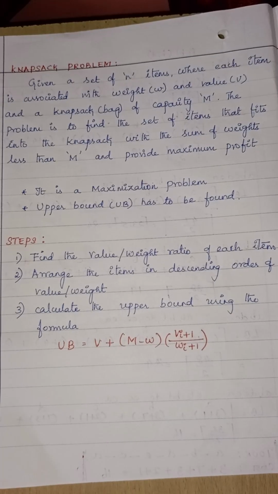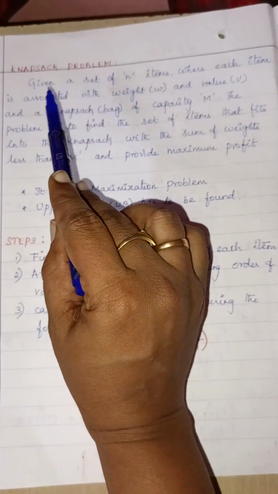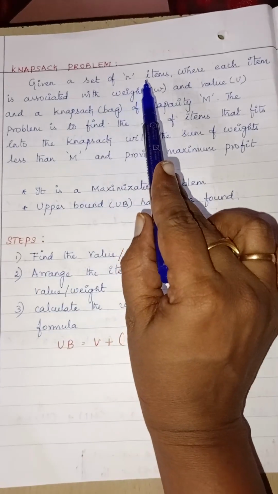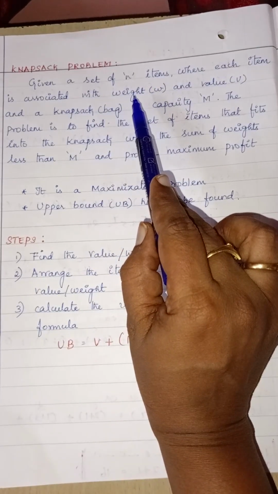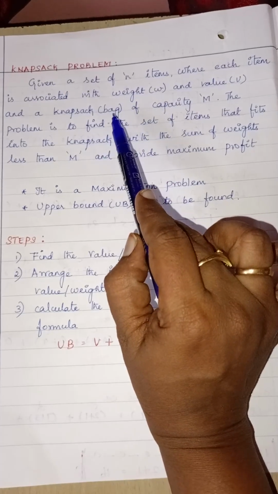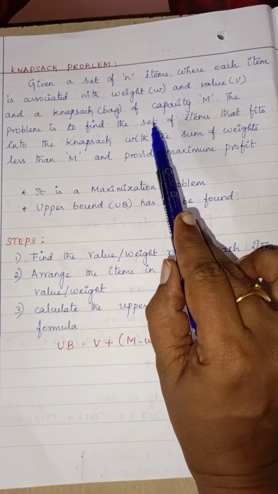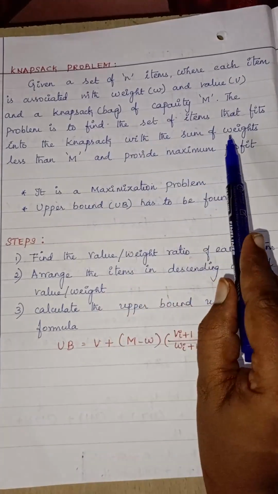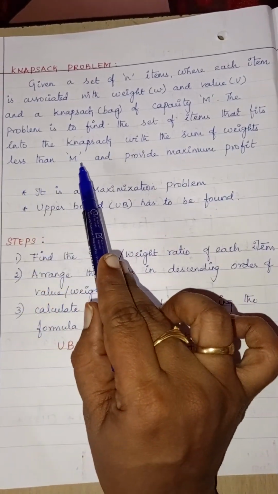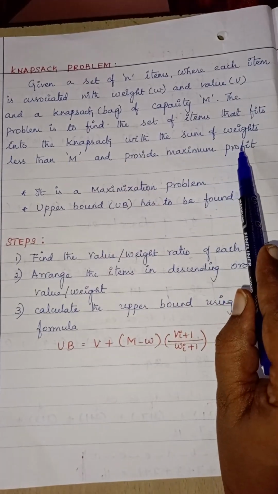The next problem that we are going to deal with using the branch and bound technique is the knapsack problem. In this problem, you will be given a set of n items, and each item is associated with a weight and a value. You will be given a knapsack of capacity m. The problem is to find a set of items that fits into this knapsack, with the sum of the weights of these items being less than m, and at the same time ending up with a maximum profit.